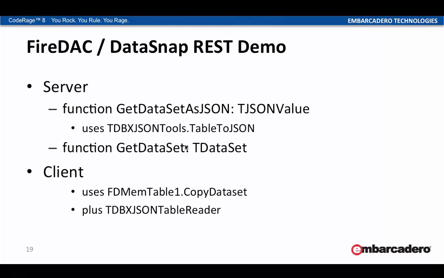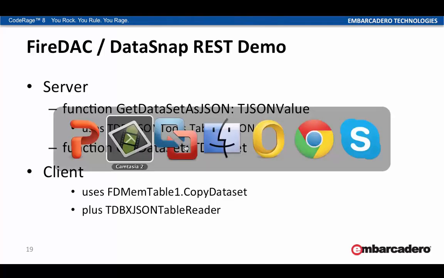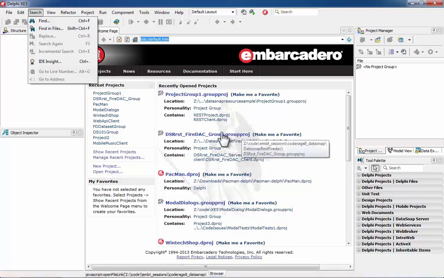So in this demo, I'm going to show you how to create the server that returns either a dataset or a JSON structure with the dataset data inside it, and a client that will use two techniques: the CopyDataSet function of FDMemTable, which is a function that reads from another dataset, even if the dataset is a read-only unidirectional cursor, and also how we can use the DBX JSON table reader to read back the JSON source code into a table structure. So let's actually look at this demo.